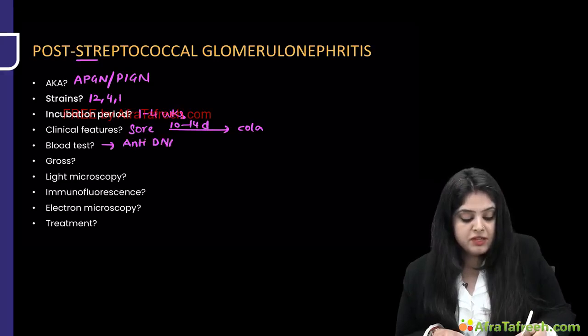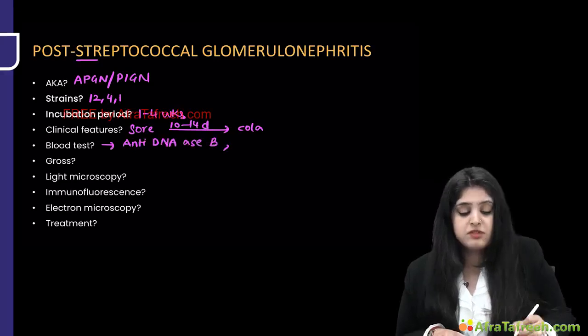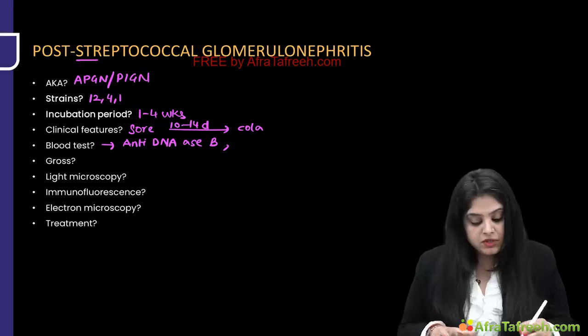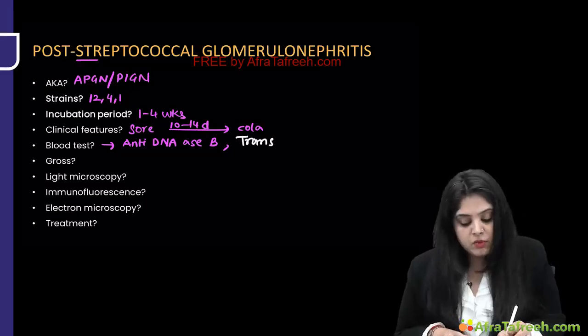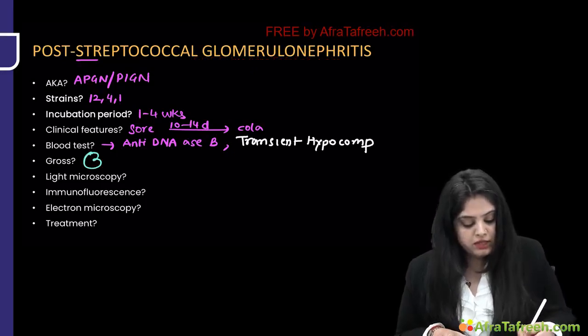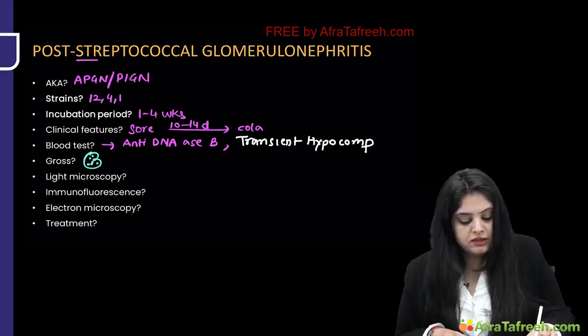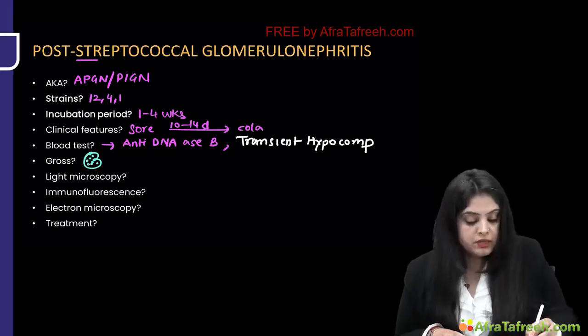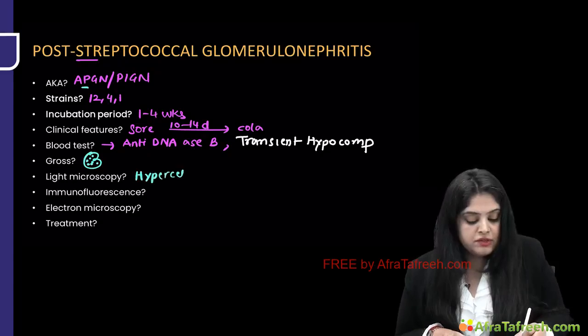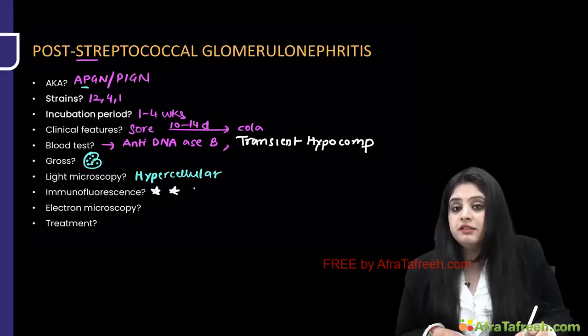Which antibody is the best? Anti-DNase B is the best. What is the most important blood test, which I kept telling you, very, very, very important? It is a transient hypocomplementemia. How does it look grossly? I told you the kidney is going to show you those dots. That is the flea-bitten kidney. Microscopically, like you said, proliferative, lots and lots of cells. It is hypercellular. Immunofluorescence shows you the very famous starry sky appearance.